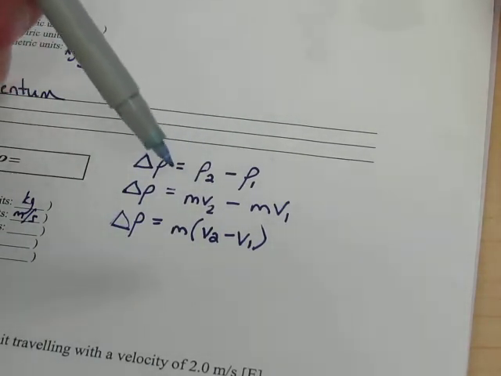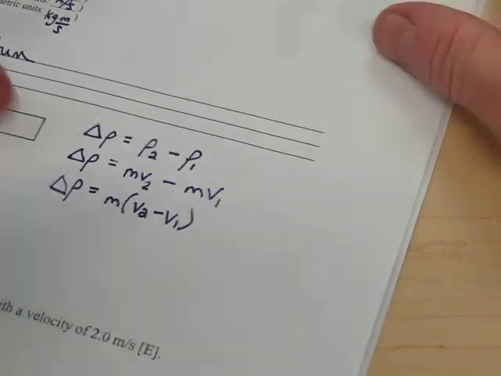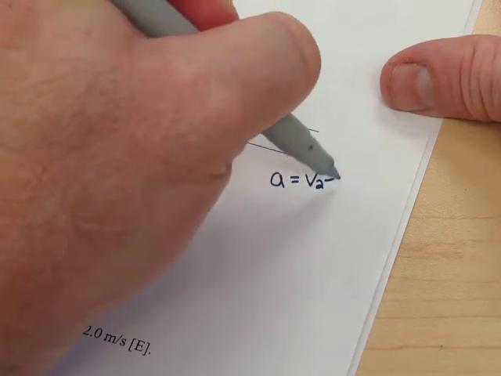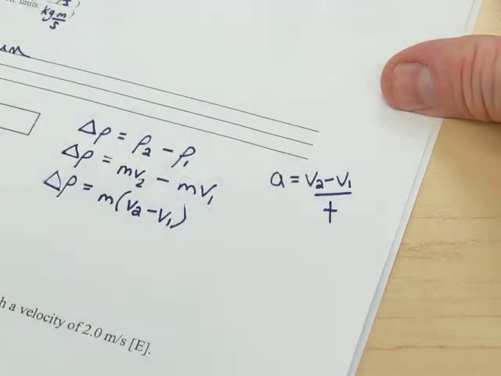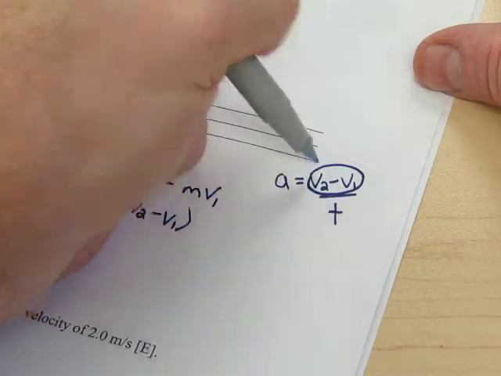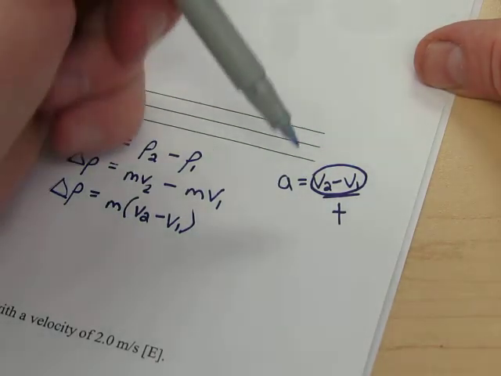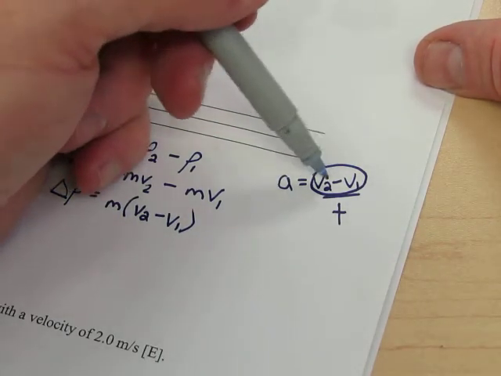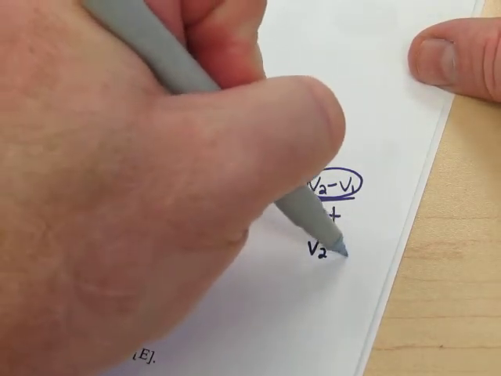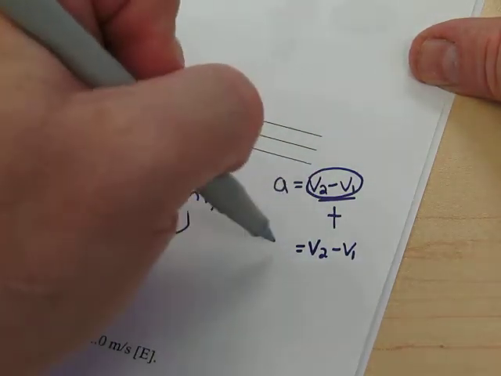One of the 5 acceleration formulas, if you were to flip to a formula sheet right now, looks like this: acceleration is v2 minus v1 divided by t. So that formula has v2 minus v1 in it, same as this formula here. We don't usually do it, but you could isolate this acceleration formula for v2 minus v1 as a package.